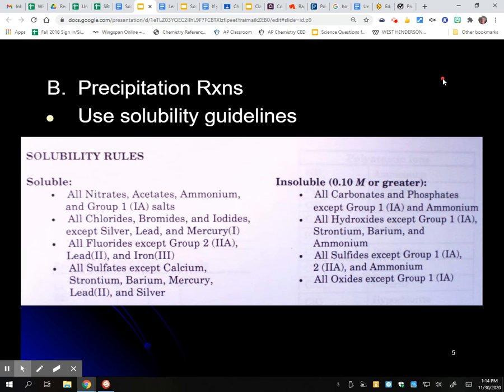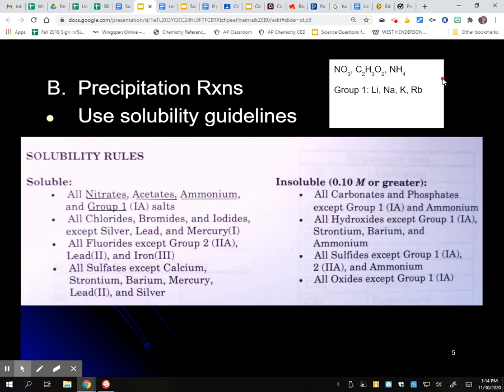All right. So under the soluble category, I like to go through and underline the different types here. So nitrates, that would be your NO3s. So if it ends in NO3. Acetates, so if it ends in C2H3O2. Or if it starts with ammonium, NH4. That means they are always soluble.